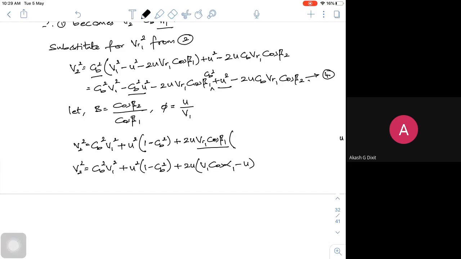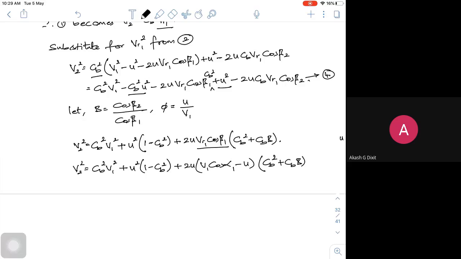So CD square plus K into CD. Sorry, CD into B. CD into B. We missed out. If you write that, this is CB square plus CB into B. So this will be your expression.